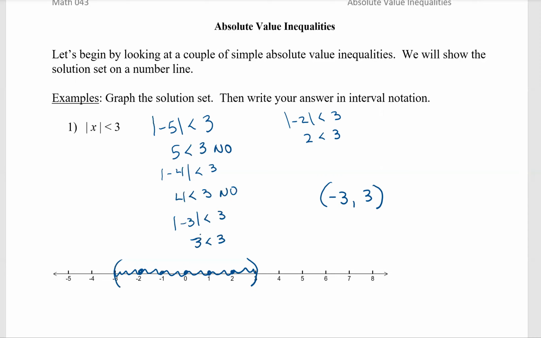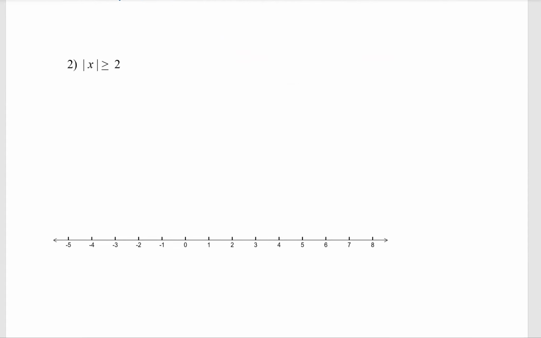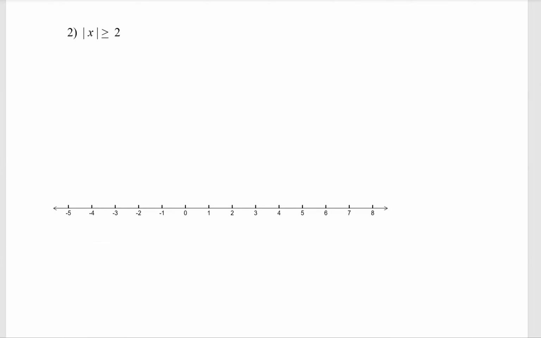Now let's look at number 2. We have the absolute value is greater than or equal to 2. Same thing, we're going to plot our points on a number line to see which values would make this true. So again, let's start with -5. Is the absolute value of -5 greater than or equal to 2? Is 5 greater than or equal to 2? Sure is. And so is -4, and so is -3.